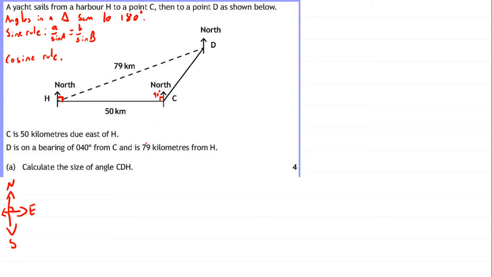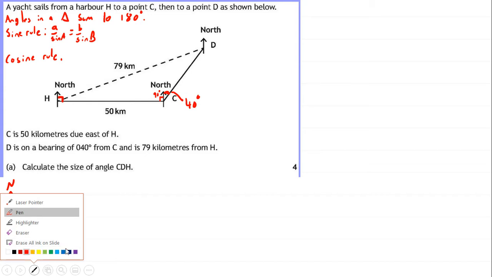Again, I've read a piece of information from the question, and my first instinct is just to jot this down in some way. So we're just going to jot this down as that's 90 degrees. We're going to get that down straight away. The next thing is D is on a bearing of 40 degrees from C. Okay, so D is on a bearing of 40 degrees from C. So that means we start at C and we go clockwise from north. That means this angle here is the bearing. That is the 40 degrees.